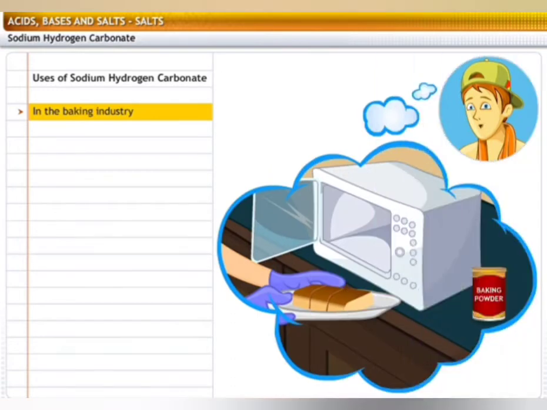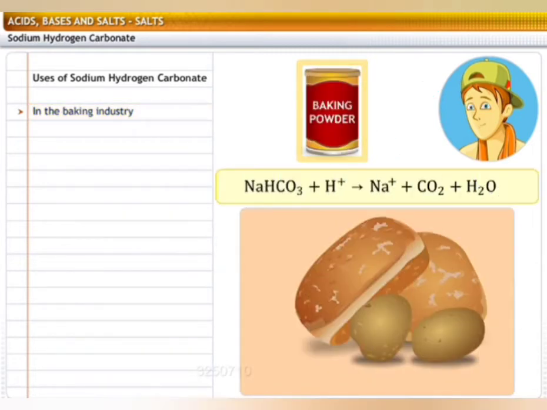Yes, I remember. My mother uses it in the kitchen while she bakes a cake, and she also says that it can even neutralize the acid produced in our stomach. Baking powder is a mixture of baking soda and a mild edible acid called tartaric acid. Baking soda reacts with the hydrogen ion of tartaric acid and releases carbon dioxide, which bubbles out and helps to raise bread or cake in the process of baking.